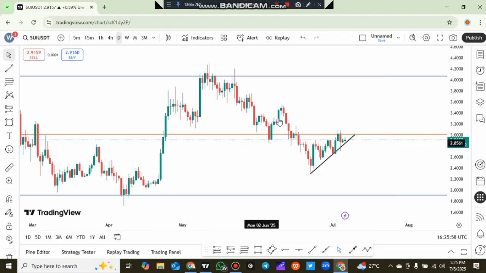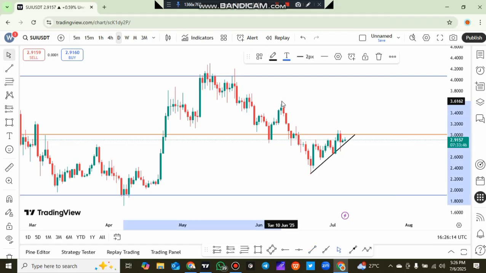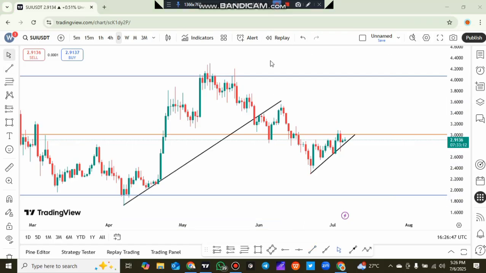I think at a point I failed to recognize this market structure right here, because what I was looking at then was like this. So it is what it is. I took a loss here. That should be some weeks ago.